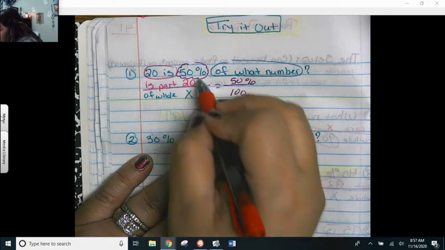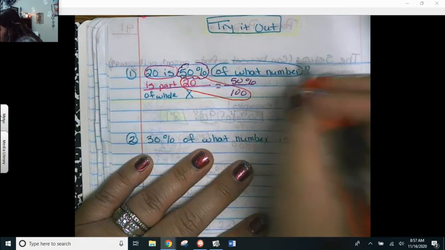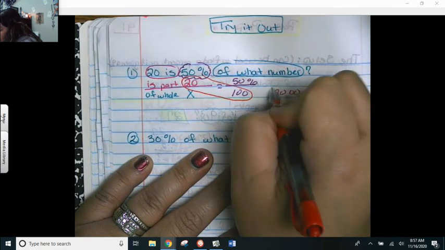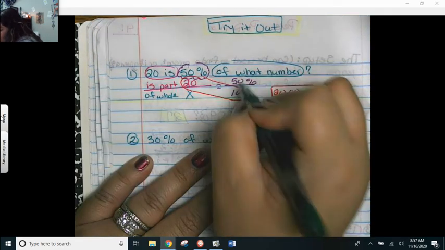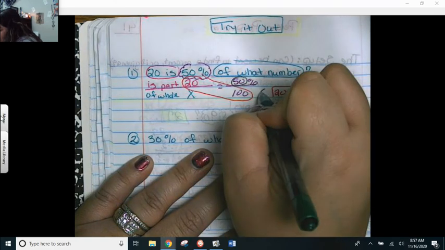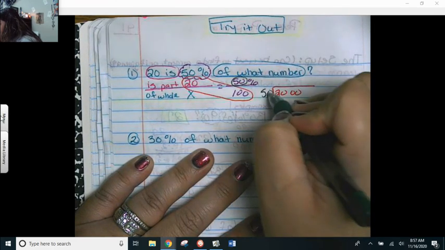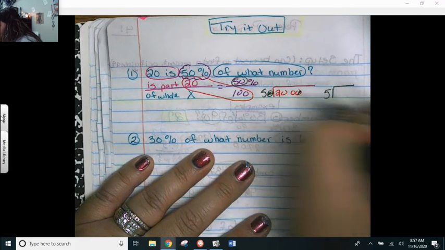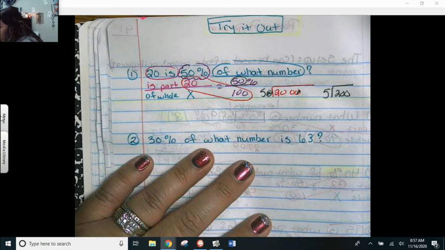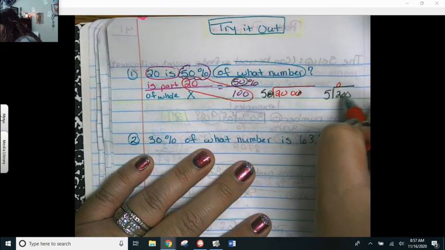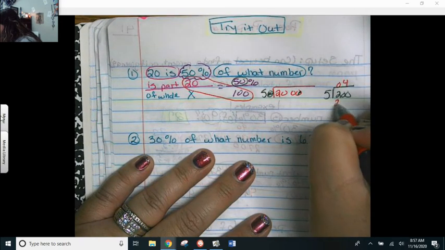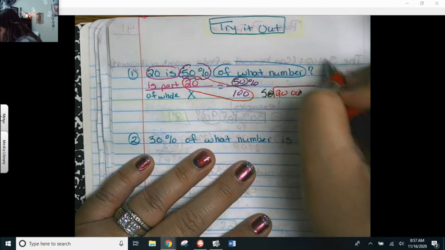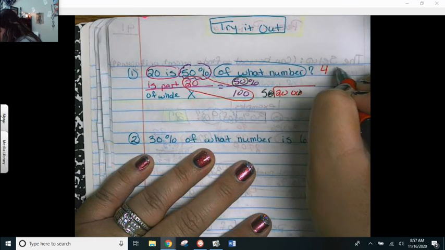So let's see how your multiplication went. 20 times 100. So that's like 20 times 1 is 20. Add the 2 zeros. Divided by the number left, which was 50. Let's see, take out a 0, take out a 0. So 5 into 200. 5 into 20 is 4. And so 20 is 50% of 40.